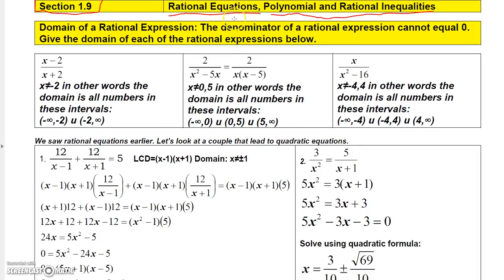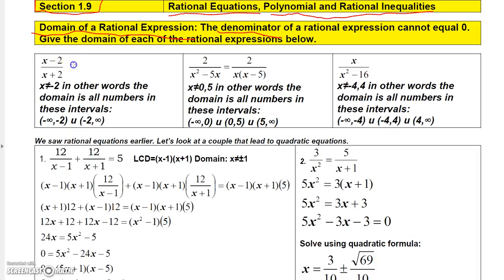Let's revisit the domain of a rational equation. Basically, the domain of a rational equation can be all numbers except those that make the denominator of a rational expression equal to 0. So here you see I described that for you: the denominator of a rational expression cannot equal 0. And so let's look at three examples that I've got down here.